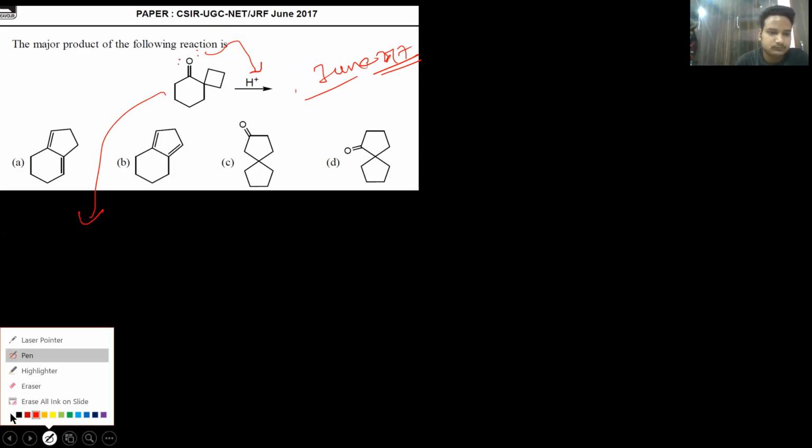Now the next question came in CSIR June 2017. So in the first step again, oxygen has the lone pair of electrons. This lone pair of electrons is taken by this hydrogen atom. So we have positive. Now this bond can migrate like this.